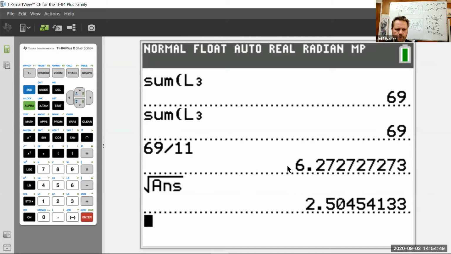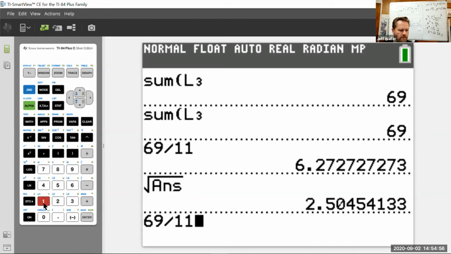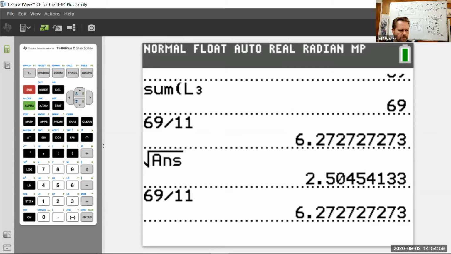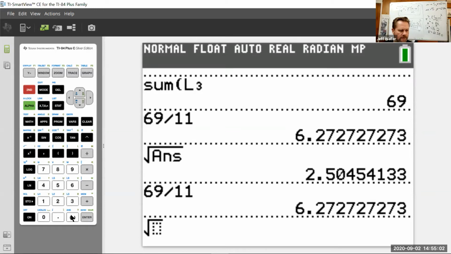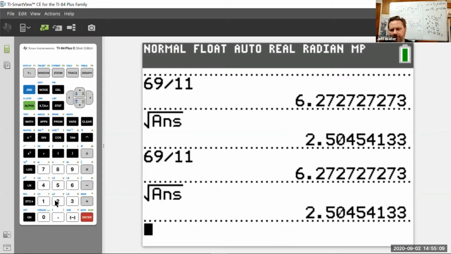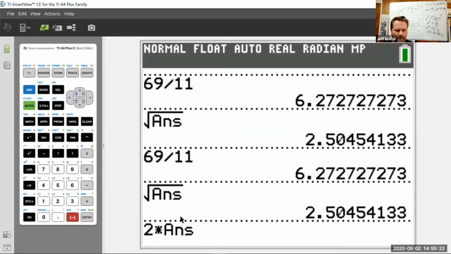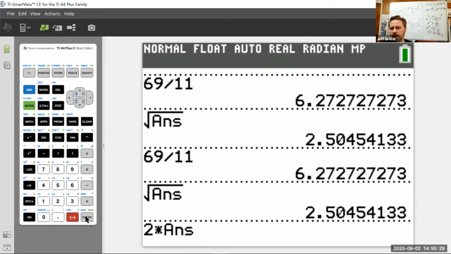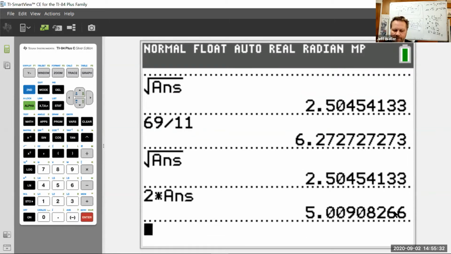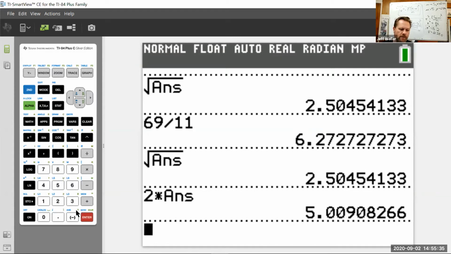Yes. Good, because that's the real rate. Quick, show us how you did that trick again, please. Yeah, so let me do 69 divided by 11. And then I can do the square root, right? Second negative to get to answer. So now if I did, for example, 2 times answer, which has nothing to do with this worksheet at all, can somebody give me an estimate of what that would be? Because what's in ANS right now? The answer should be about 5, right? So it's always the last number that shows up on the screen that is now in that memory position.